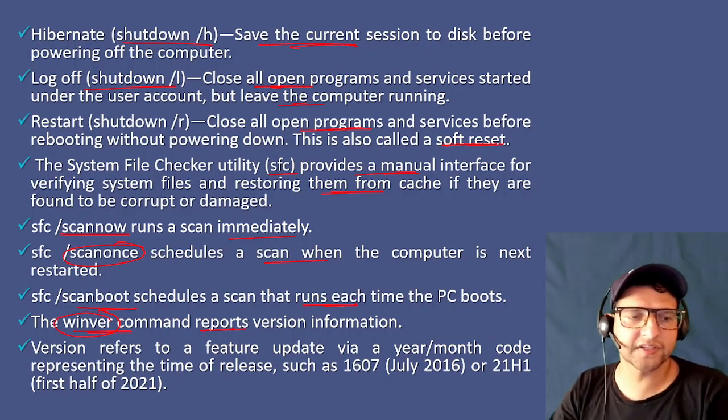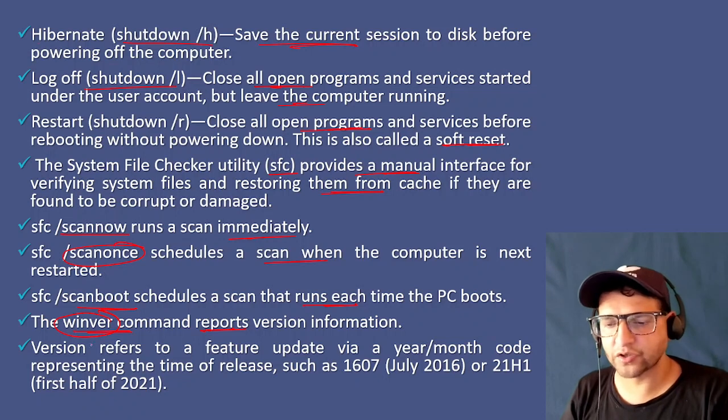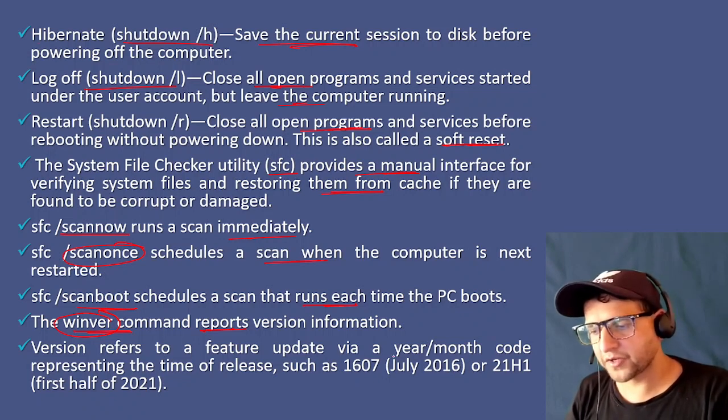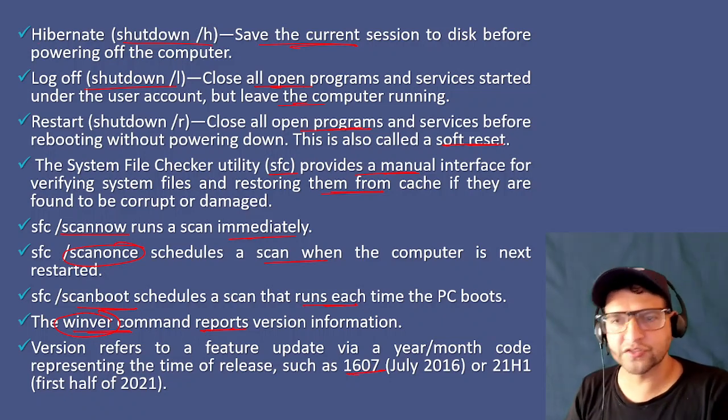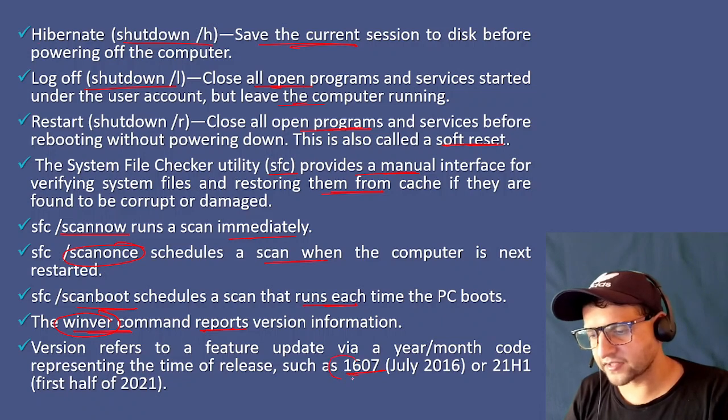You can directly go to system, click on properties, but this is a shortcut. Version refers to a feature update through a year month code. For example, if you see 16.07, you might have seen in Windows 11 it just says 16.07. That means it is released in 2016, and 07 is the first half.